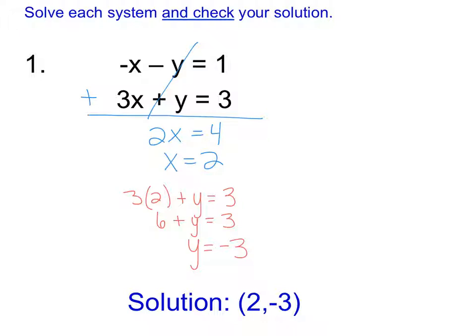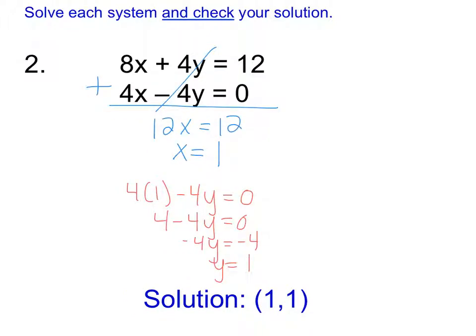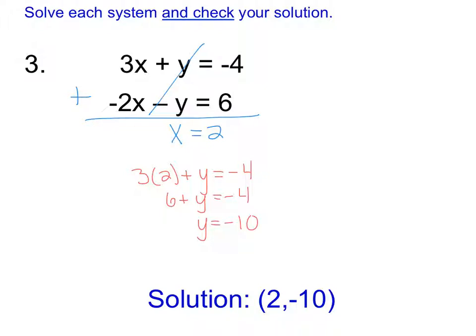And you can use addition to eliminate the y's, and you get x is 2, and then plug it in to get y is negative 3. Number 2, you can eliminate the y's by adding, so you end up with 12x equals 12, and x is 1, and then solving for y is also 1. Number 3, you can use addition to eliminate your y's again, so you end up with x is 2, and then plug that in, and y should be negative 10.